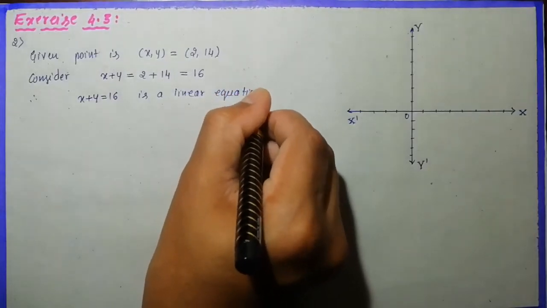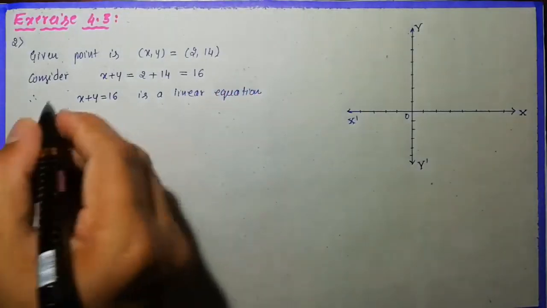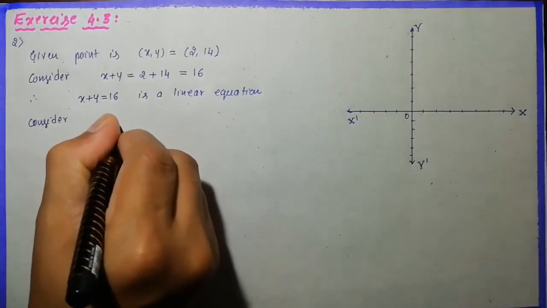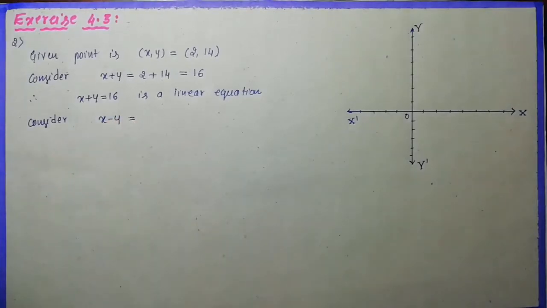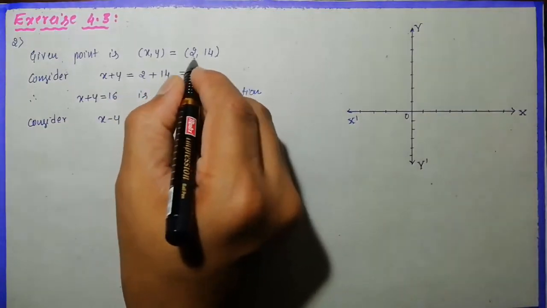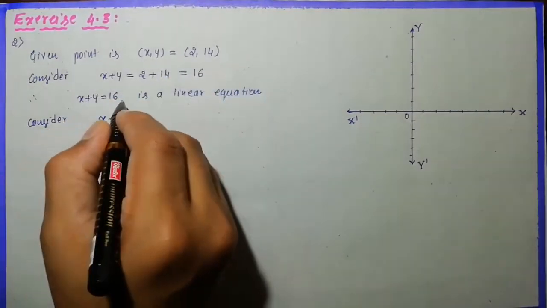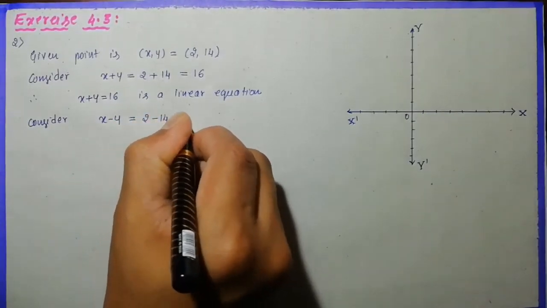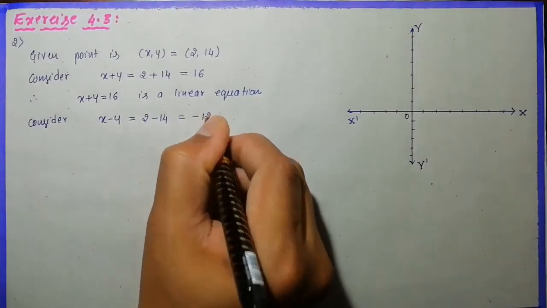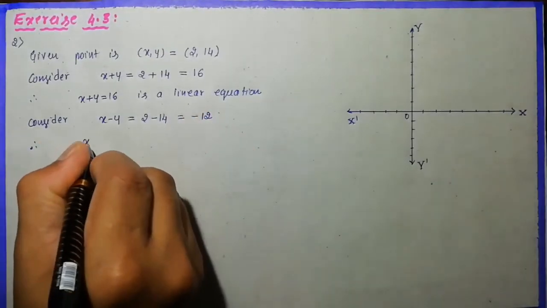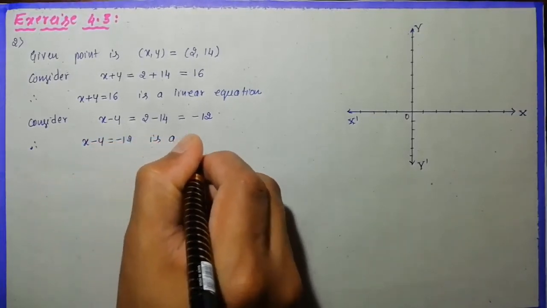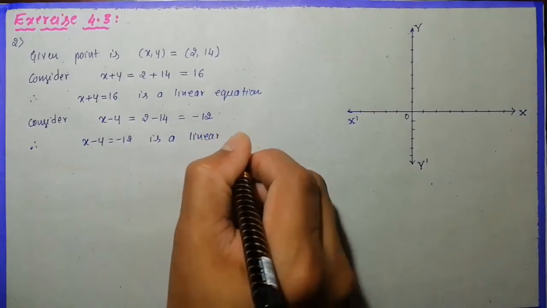Now you can consider one more thing. Consider x minus y. You can consider it in any way, but 2 comma 14 must satisfy this equation. Now x minus y becomes 2 minus 14, which is minus 12. So therefore x minus y is equal to minus 12 is a linear equation.